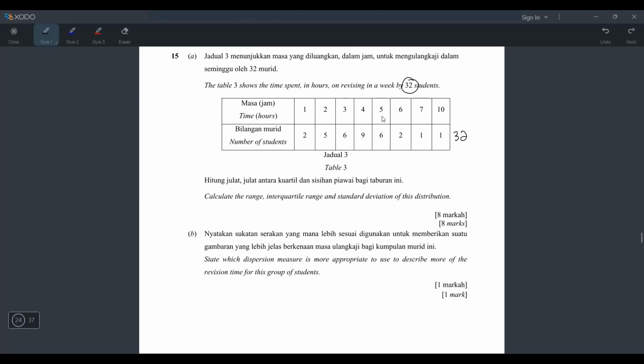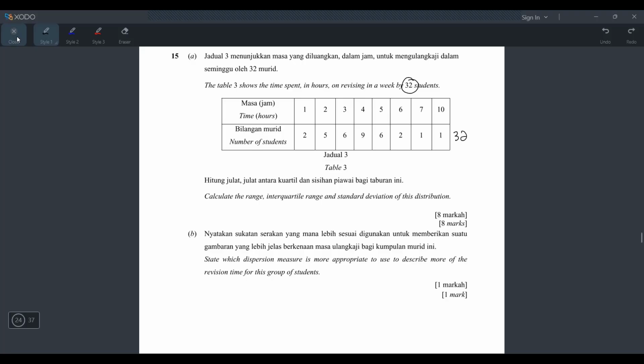It's just 1, 2, 3, 4, 5, 6, 7, 8, 9, 10. It means how many students revise 1 hour? 2 students. And then how many students revise 2 hours? 5 students revise 2 hours. 6 students revise 3 hours. 9 students revise 4 hours, and so on. And then total 32 students. So this one is ungrouped data, and then they say calculate the range, interquartile range, and standard deviation of this distribution. Okay, so only one question. 8 marks are worth. Wow.